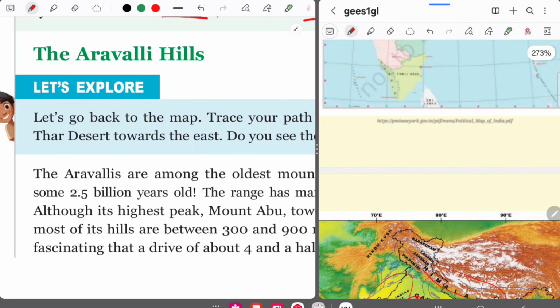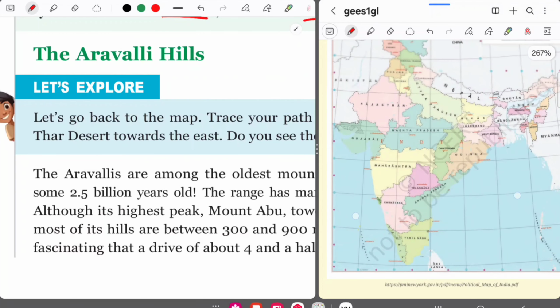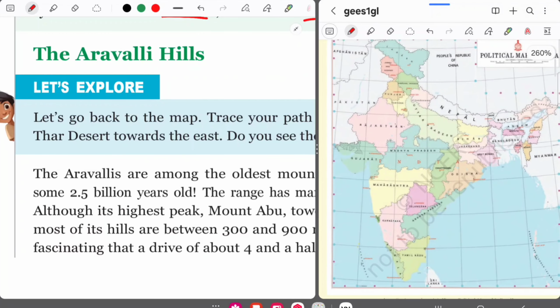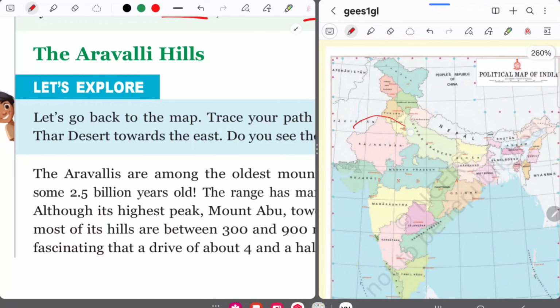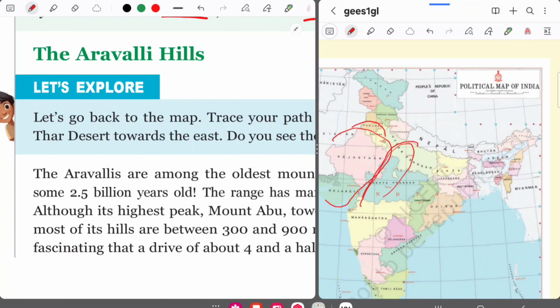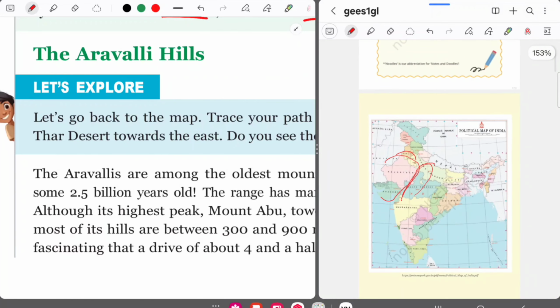And again, if we see here in this political map, we have learned about this area just now, Rajasthan, Gujarat, and this Punjab, Haryana area. We have learned about this. Now we are going to learn about the Aravalli hills, which is here, in this part. So we are going to learn about it now. I hope you have understood.